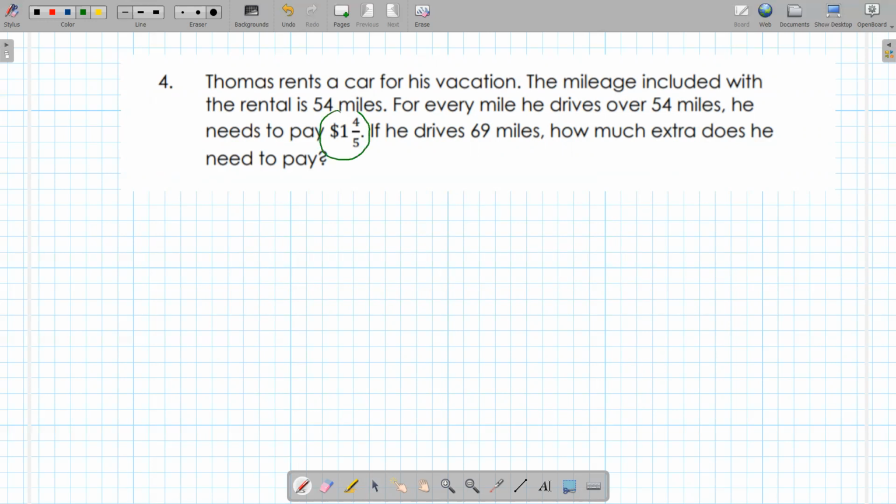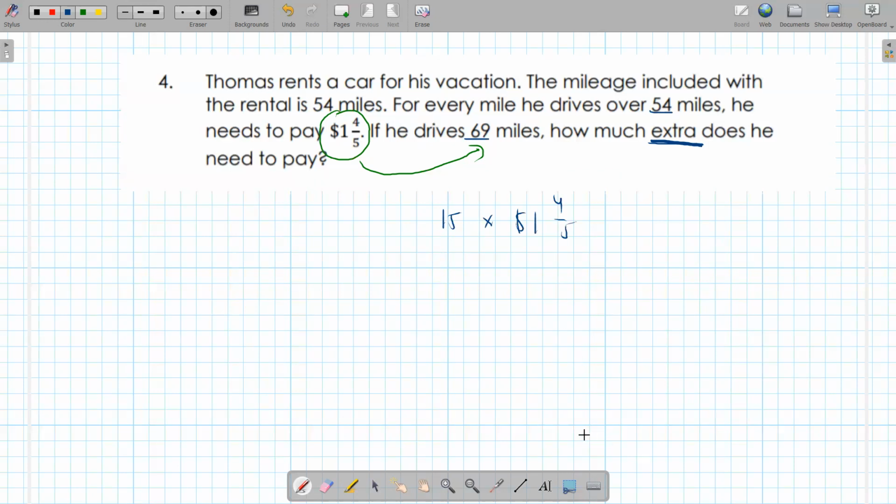This is what you pay for each mile. Okay, that's the price for each mile. If you travel 69 miles, how much would you end up paying? 69 times this, right? Or you can just find the difference between 69 and 54 because it's asking how much extra does he need to pay. So how many extra miles from 54 to 69? You just subtract, so 15, right? 15 extra miles. So therefore he needs to pay 15 times $1 4/5.